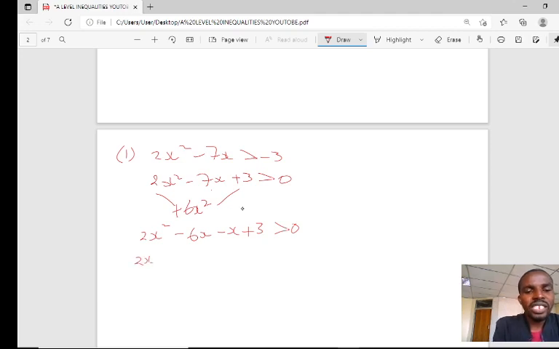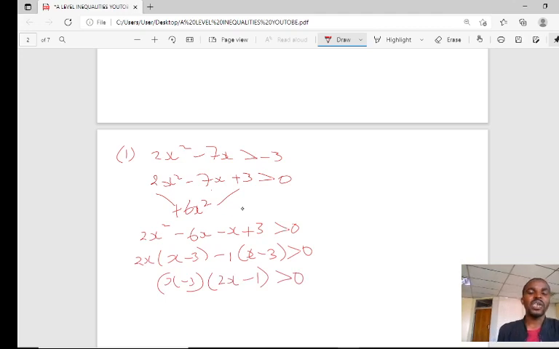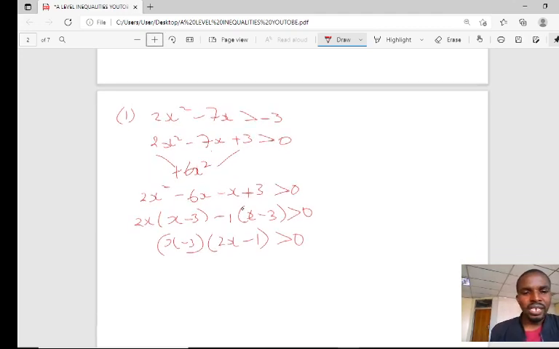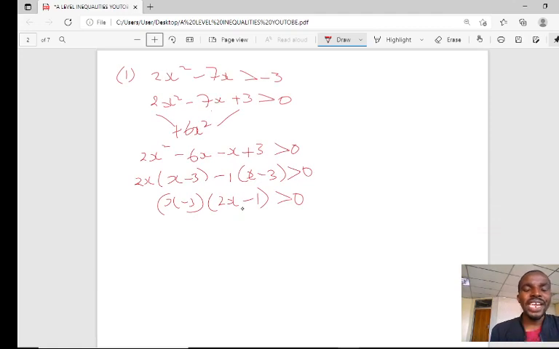Then you factorize on this part. You factor out 2x, then you'll be left with x minus 3. On this one, you factor out 1, then you'll be left with x minus 3 greater than 0. Then you write x minus 3, 2x minus 1 is greater than 0, like this. Then you find what are known as critical values of x. You find them by taking the first bracket: x minus 3 is equal to 0. Then also the second bracket: 2x minus 1 is equal to 0.